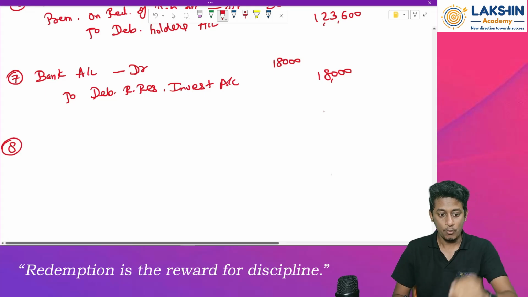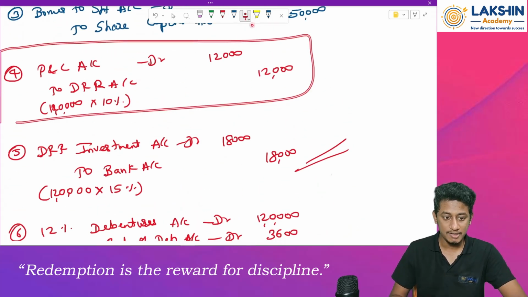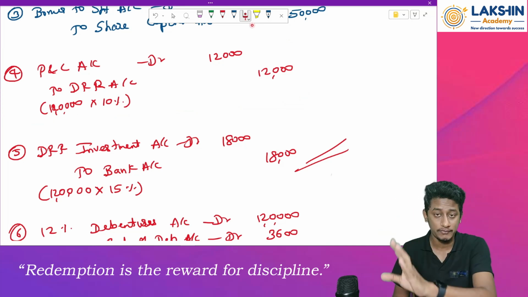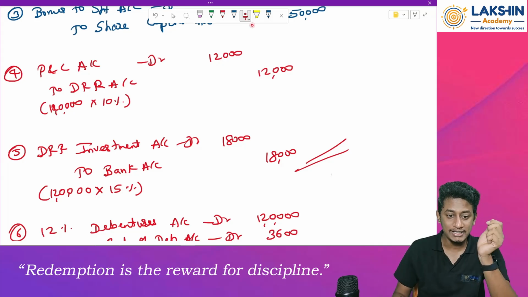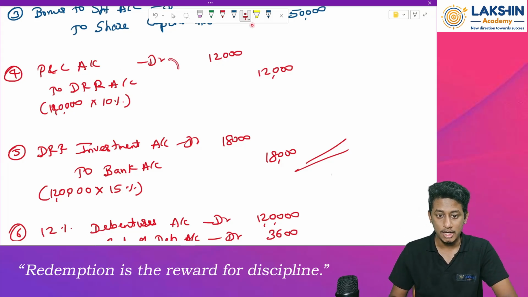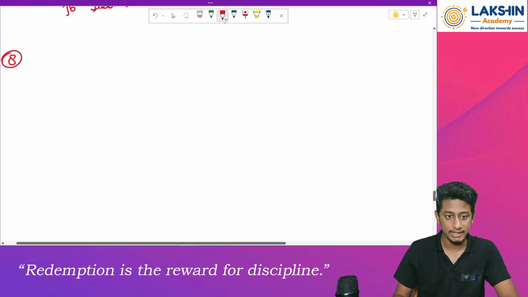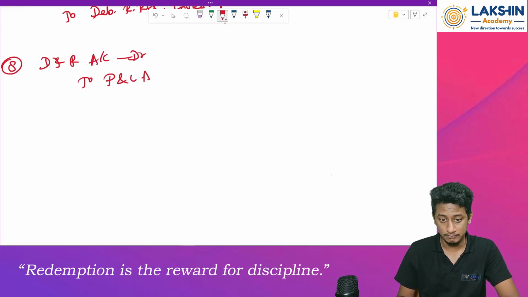Next entry. Whatever debenture redemption reserve you have created over here, is it required? No sir. Why? Because the debentures are redeemed now. Since there is no debentures, why maintain the DRR account now? So I need to reverse it off. How? By reversing the entry. Simple. So DRR account debited to P&L account. Rupees 12,000.